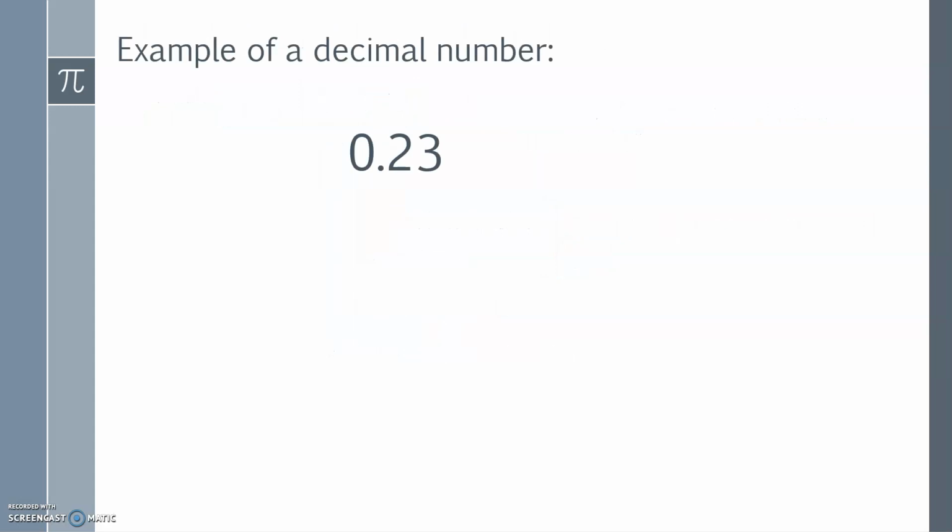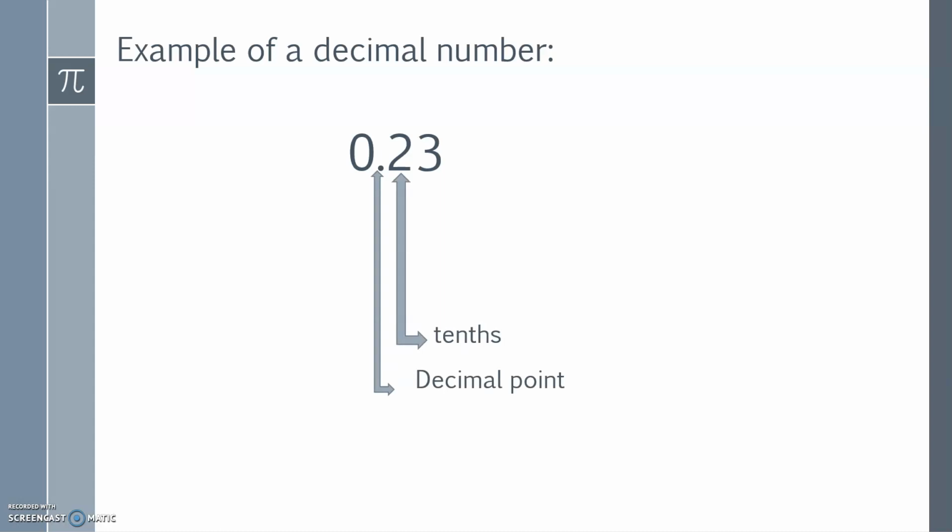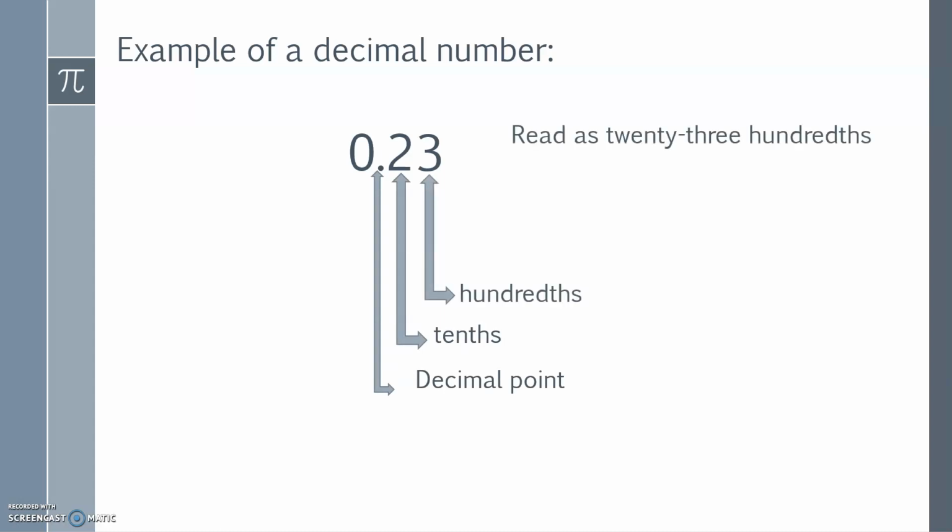Okay, another example of a decimal number. So yan yung decimal point natin. Tenths place value, hundredths place value, and then it's read as 23 hundredths. So as you can see, wala tayong whole number. Okay, kasi 0 yung nakalagay.